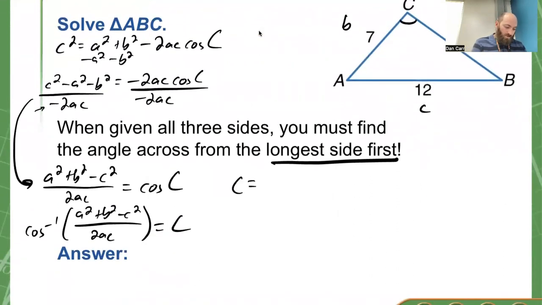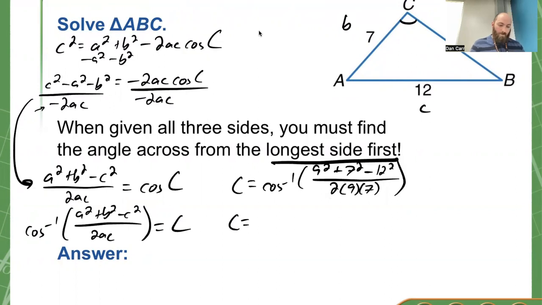I've got C is equal to the inverse cosine. There'll be A squared, so that'll be 9 squared plus 7 squared minus 12 squared all over 2 times 9 times 7. Okay, so I just plug it all in my calculator all at once. So I got inverse cosine of 9 squared plus 7 squared minus 12 squared divided by 2 times 9 times 7.